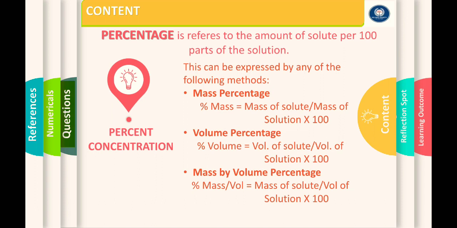The third point is mass by volume percentage. It is defined as the mass of solute present in 100 ml of solution. According to the definition, percent mass by volume is equal to mass of solute over volume of solution, into 100.